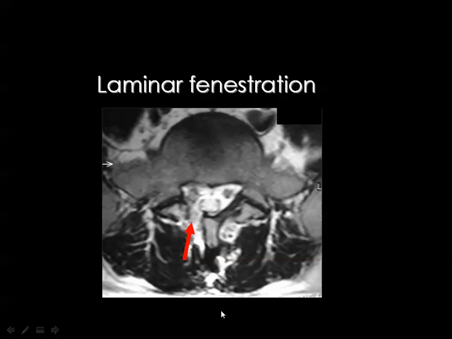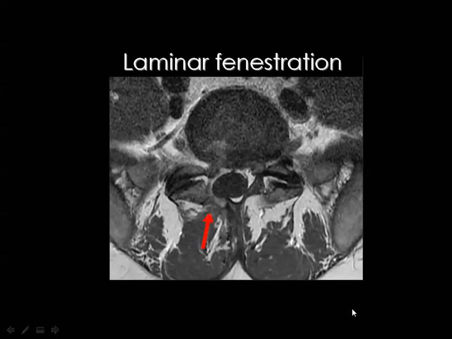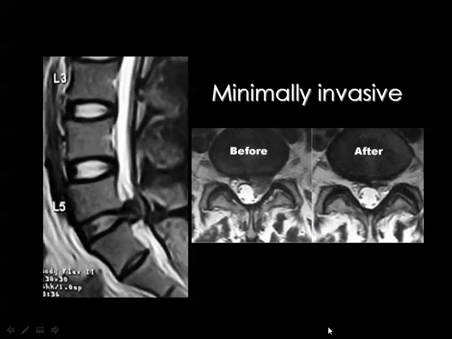The third type of operation was just a fenestrotomy or laminar fenestration. You do an opening in the lamina. You do not need to remove the whole lamina, just to have an access for the site of the disc lesion to be removed. Then this is an example of laminar fenestration, and you see the defect in the right lamina. You can also appreciate the deformity of the thecal sac corresponding to the site of surgery.